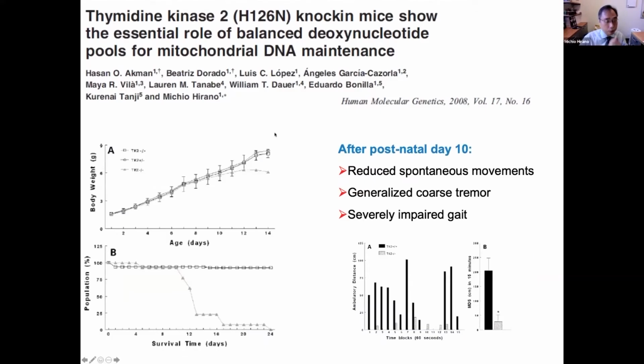So we, with the support of a family, generated a knockin mouse model to study this disorder in greater detail. The mouse replicated the infantile onset disease with very early onset. The mice stopped gaining weight at about age 10 to 12 days and started to lose weight, and they had early demise in the 2nd to 3rd week of life. They had impaired motor skills and a coarse tremor as well.